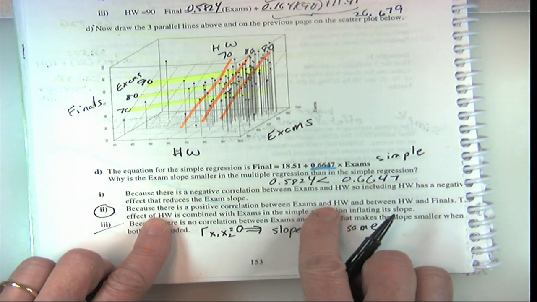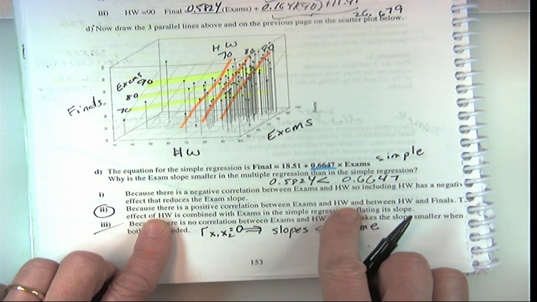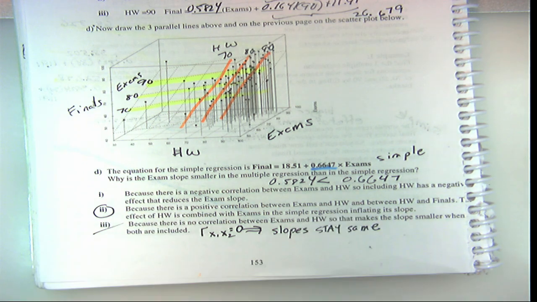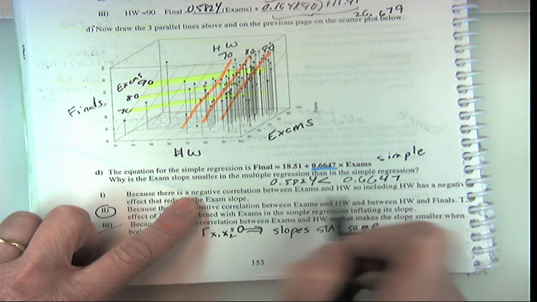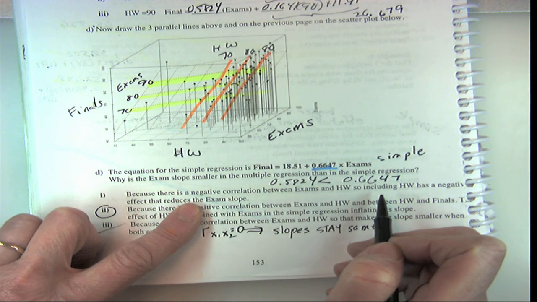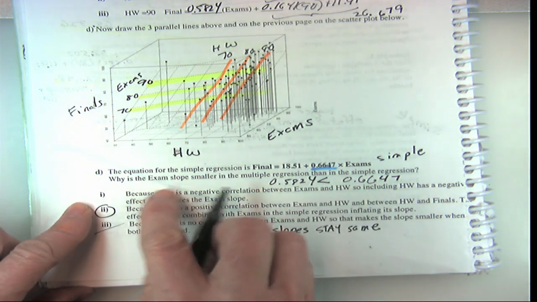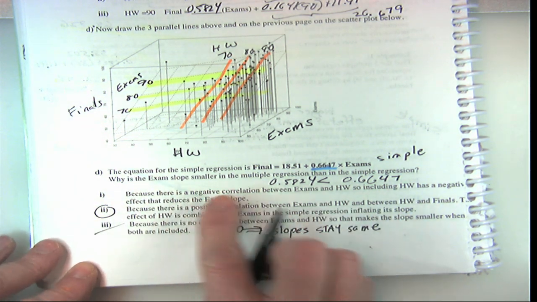This one is the correct one. There's a positive correlation between exams and homework and between homework and final, and it's mixing those two things together. So you get the partial slopes. Negative correlation, well, there isn't, and it wouldn't reduce. So we haven't really talked about what happens when there's a negative correlation.